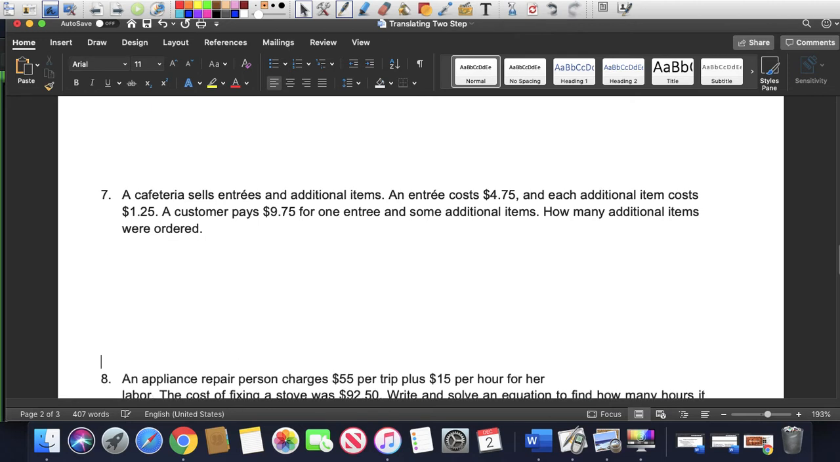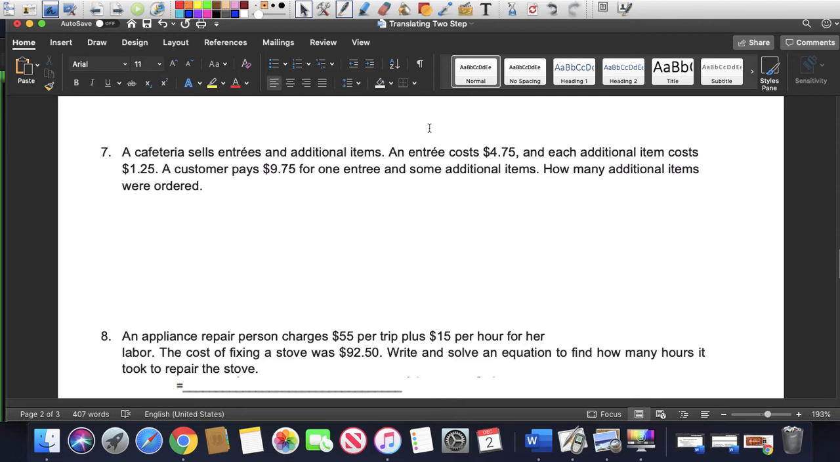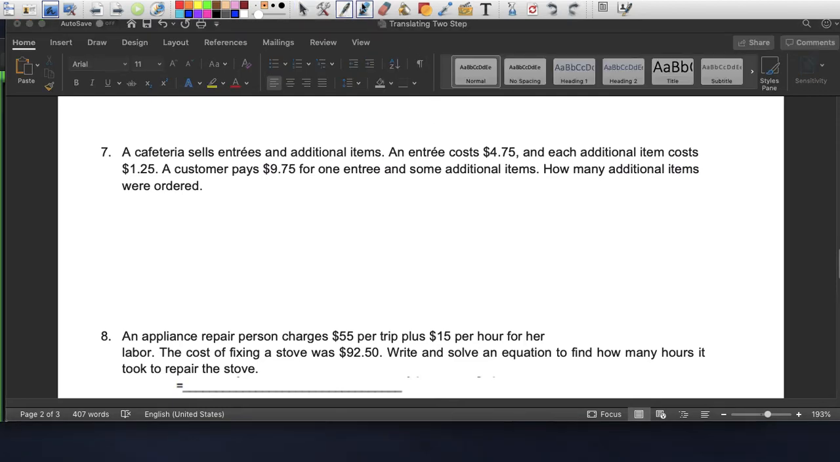7. A cafeteria sells entrees and additional items. An entree costs $4.75. Entree is a main dish, right? So like French fries, salad would be side dishes. The main dish would be like, I don't know, a bowl of pasta or fish or steak or chicken. So a customer pays $9.75 for one entree and some additional items. So imagine you paid $9.75 and it says you paid for one entree. So you know you got one main dish. How many little side things did you buy?